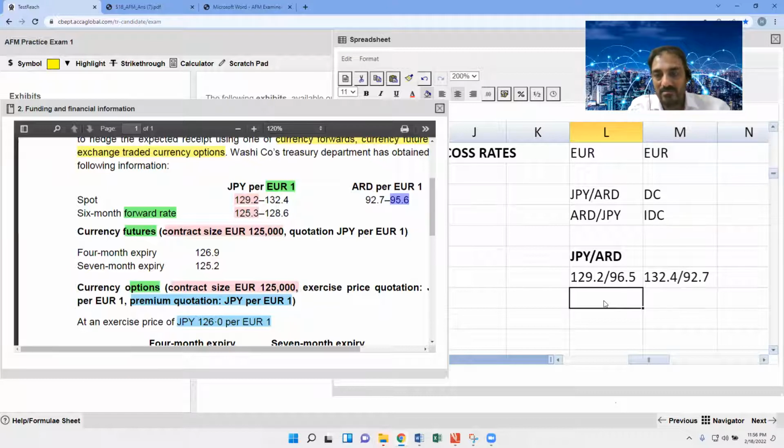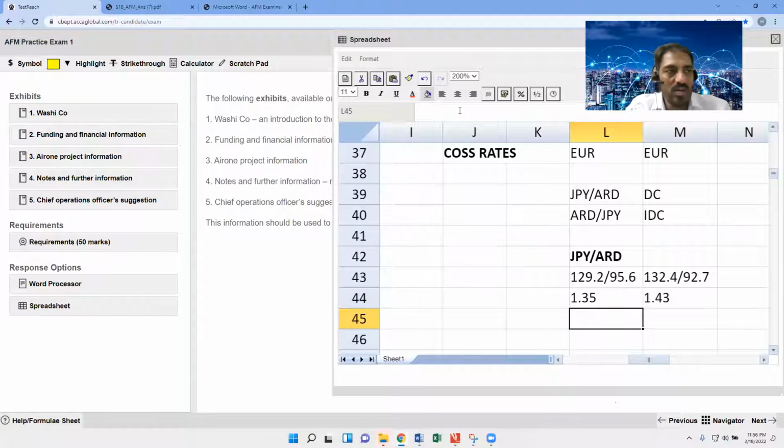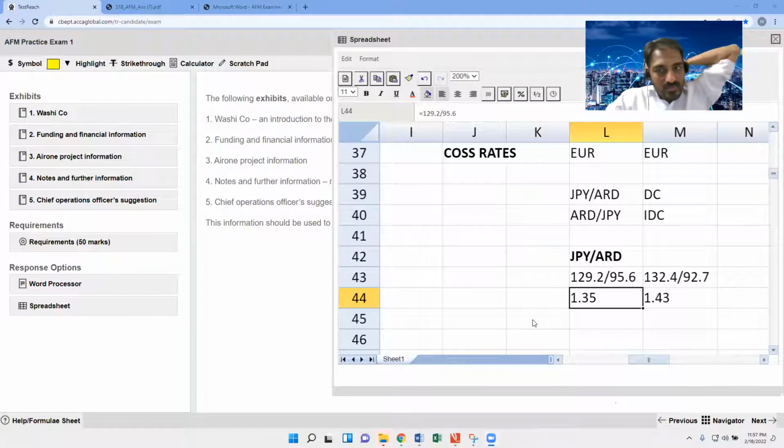Leave it for the time being. Can you please reply to me? All of you are with me. So 129.2 divided by 95.6 is equal to 1.35, and 132.4 divided by 92.7 is equal to 1.43. That is the first thing.